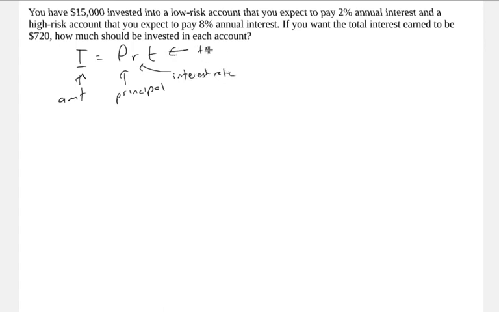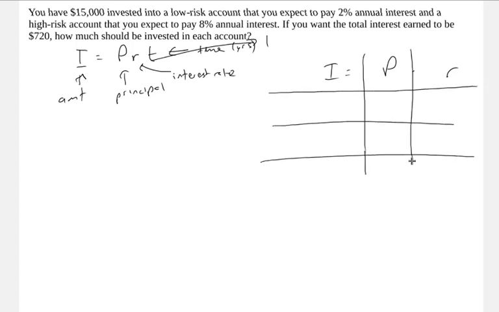And T is time. Now, usually when we're talking about this sort of formula, interest rate is a percent per annum, as it's sometimes called, or the amount that's compounded each year. And so time needs to be a number of years. In this instance, I guess it doesn't actually say it, but if you want the total amount of interest earned to be $720, I'm going to go ahead and take this to be $720 per year, so that this number just becomes 1. So the formula we end up with is I equals P times R.